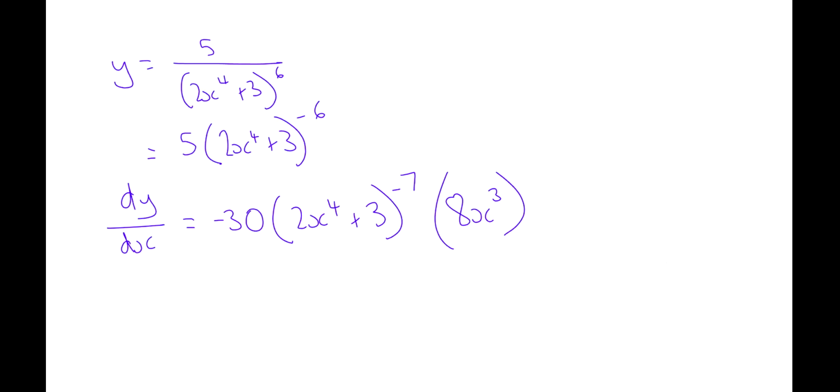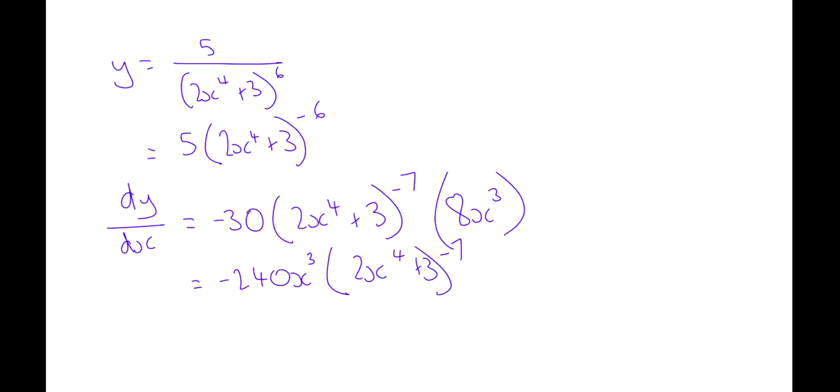Okay. So if I bring this across and multiply it, what becomes out the front? Good, minus 240x cubed. And then I still have my 2x to the 4 plus 3, all to the power of negative 7. Am I done? No. What do I need to do?